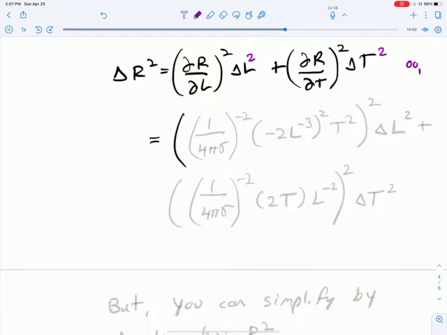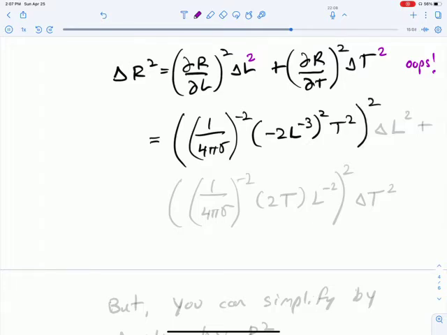So that's going to be equal to 1 over 4 pi sigma to the minus 2. Derivative of R with respect to L is minus 2L to the minus 3 squared T squared, right? T acts as a constant. That's all squared, and then plus the second term.